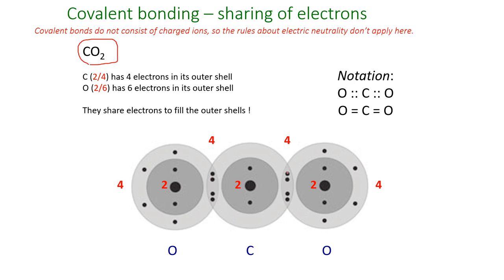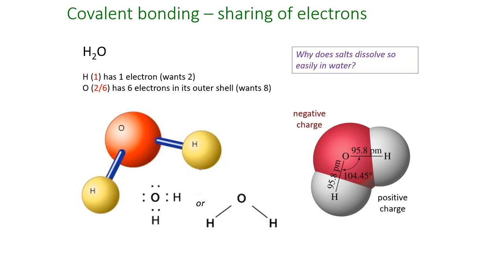And if you count up the electrons now in each of these electron clouds, you'll notice it ends up being 8. So 1, 2, 3, 4, 5, 6, 7, 8, and the same on this side. So you'll notice that everyone has the 8 electrons that they want. They're happy in their outer shells, and they've just done it by sharing electrons rather than one giving to the other.